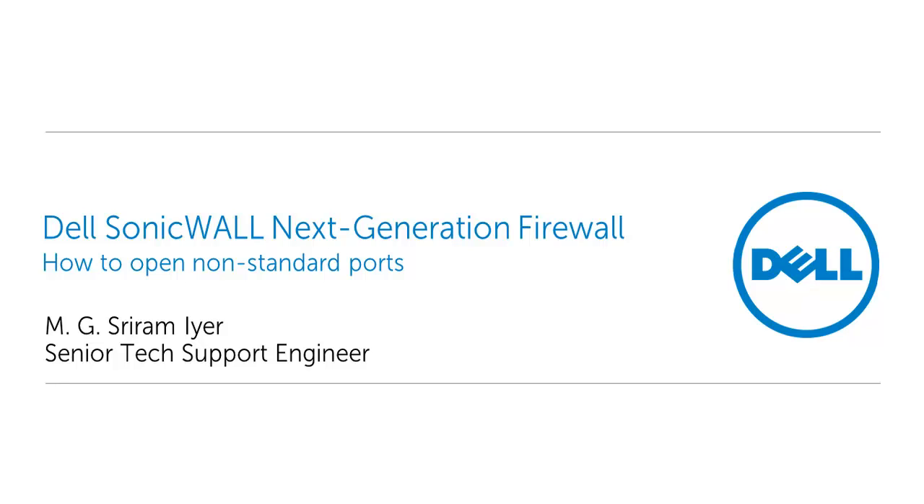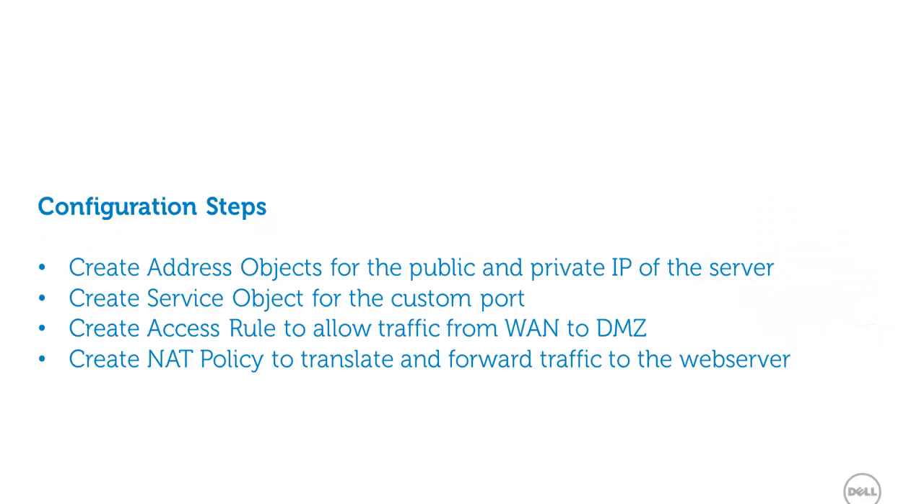In this video, I'm going to show you how to open non-standard ports in the SonicWALL Next-Gen Firewall. The configuration steps are: create address objects for the public and private IP address of the server, create a service object for the non-standard TCP port 8080, create an access rule and a NAT policy.